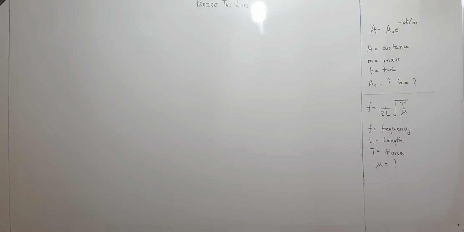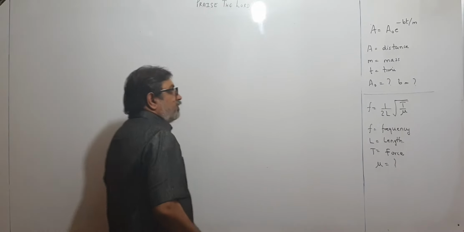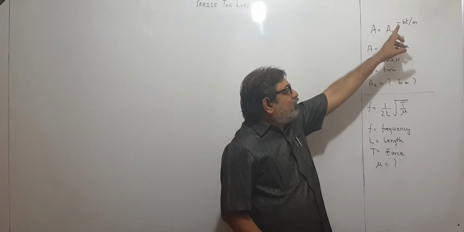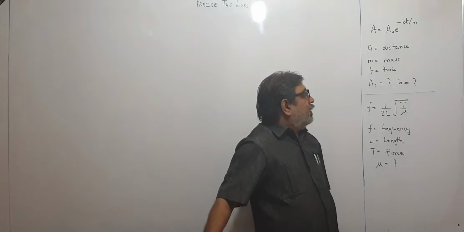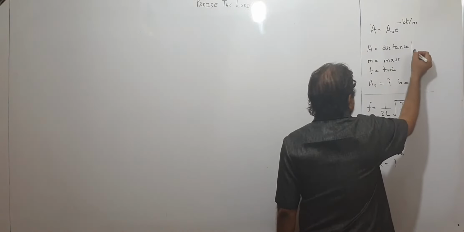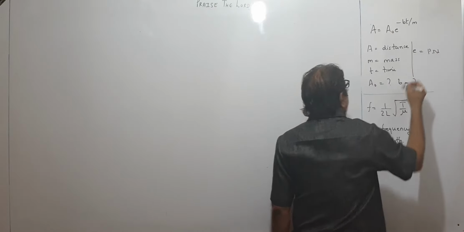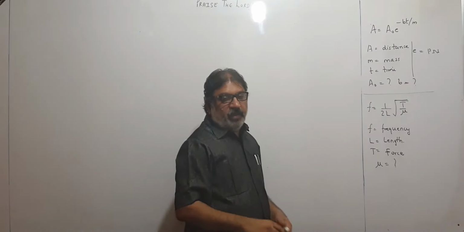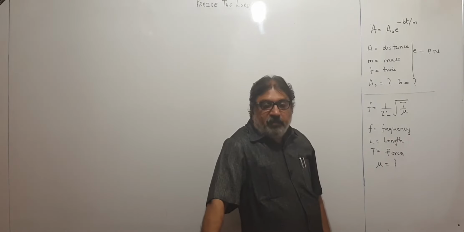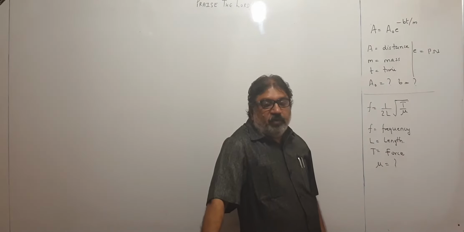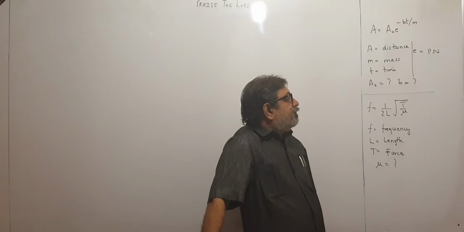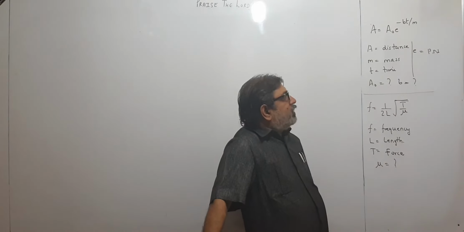See children, we are having A is equal to A0. A0 is some quantity. E raised to minus Bt upon M. Now you already know children that E is a pure number even if we don't mention. So please remember E is a pure number. It is a very special constant. Its value is approximately 2.72. It is an irrational number and very useful constant. Once you come to limits, math students, you will realize the importance of this number E. Anyway, so E is a pure number, we know that.